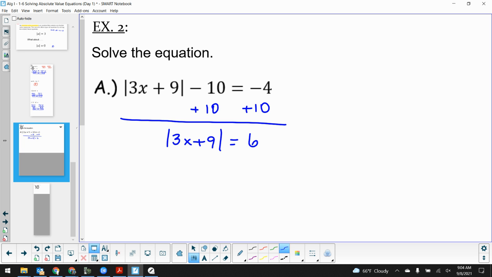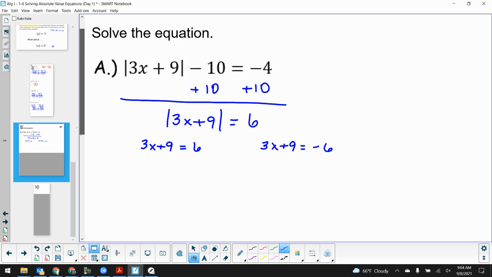You may have been tempted to say no solution right off the bat. But that's not true in this case. While it equaled a negative right at the beginning, does it equal a negative now? No. I added 10 to that negative 4 to make it positive. Now I create my two solutions. Now I say 3x plus 9 is equal to positive. 3x plus 9 is equal to negative.